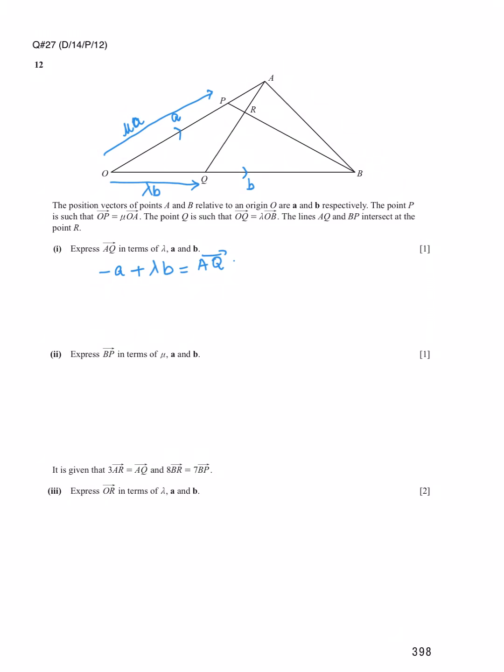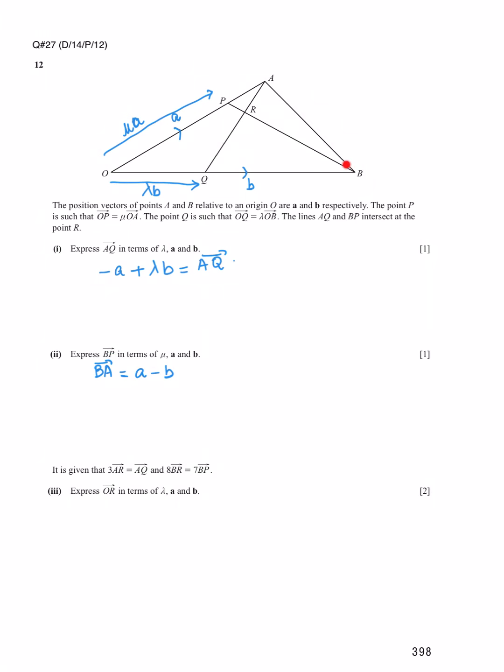After that, express BP in terms of mu, a and b. So first I need to find the vector BA. So BA will be what? That's very simple. From B to O it's minus b, from O to A it's positive a. We can say that BA is equal to a minus b. And what we are looking for? We are looking for BP.